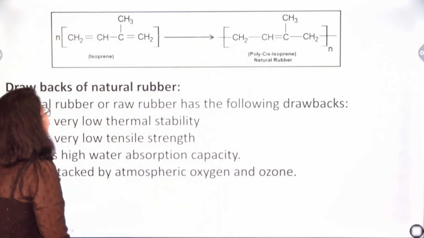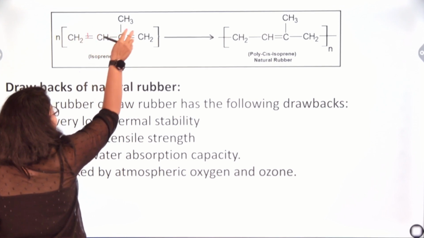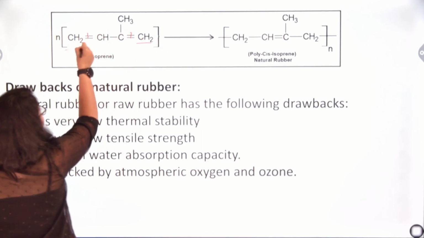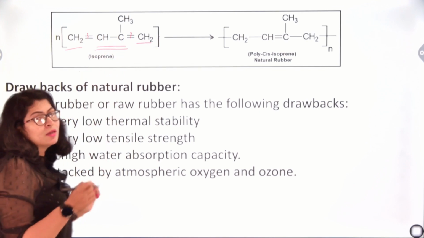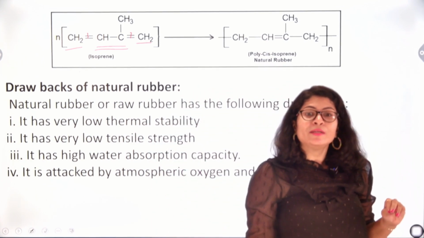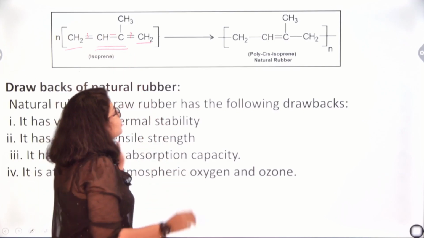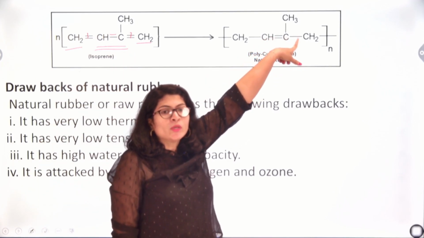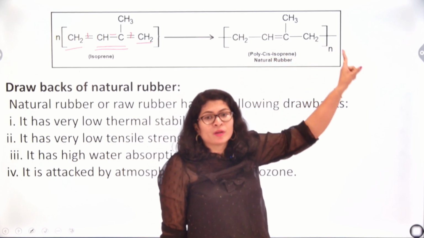How does it do that? This double bond breaks, and both carbon atoms will elongate their bond, right? But these two carbon atoms do not have any chains or branches, so they cannot complete their octet. So in order to complete their octet, they form a double bond among themselves. This is what happens basically. This is how a polymer of natural rubber is formed.